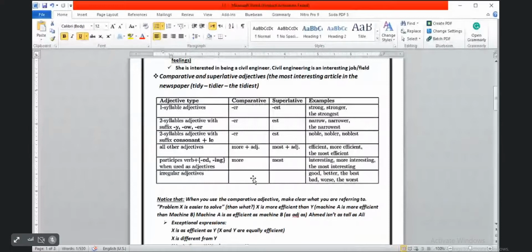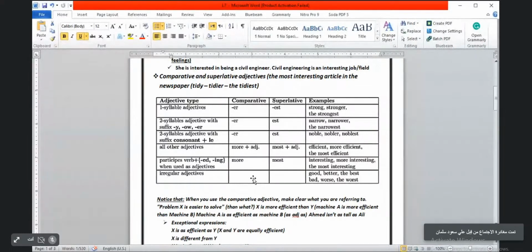Now, in this part, we will learn about comparative and superlative adjectives. نعرف عن صفات المقارنة والتفضيل. Now, you all know, students, comparative adjectives are used to compare between things. But if you are talking about something super among others, you use superlative adjectives.